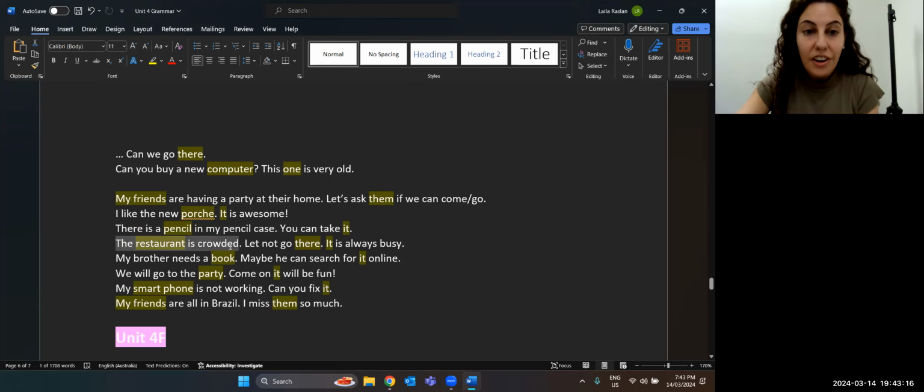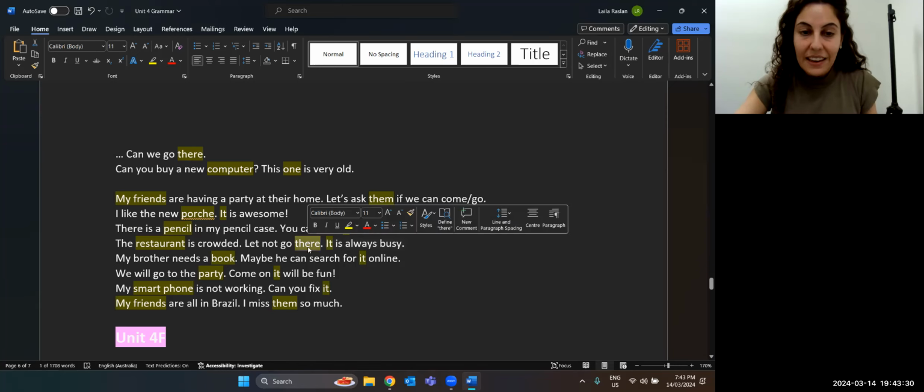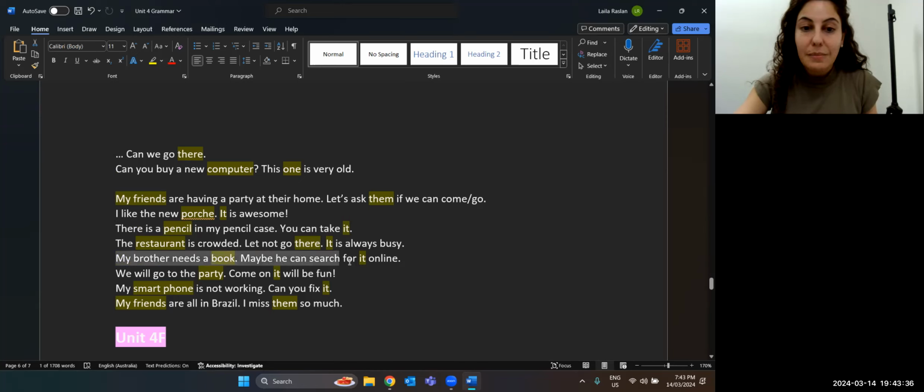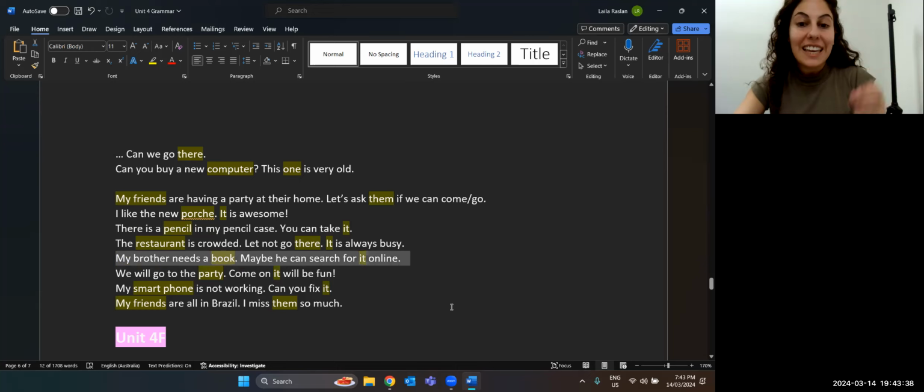The restaurant is crowded. That means there's a lot of people. Let's not go there. That means the restaurant. It is always busy. It, the restaurant. So you could see it replaces the noun, but there replaces the location. My brother needs a book. Maybe he can search for it online. It means the book.